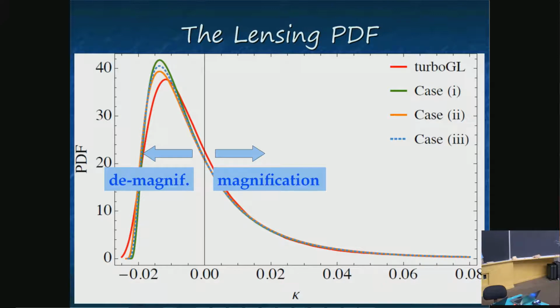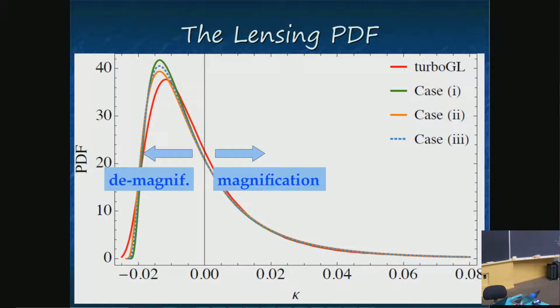So this is a typical lensing PDF. This is the probability distribution. I think this is for redshift 1. This is the convergence, right? So zero convergence means you have no magnification, exactly like you have left. All this region of the distribution, you are demagnified, so a little bit. And in this region, you are magnified.